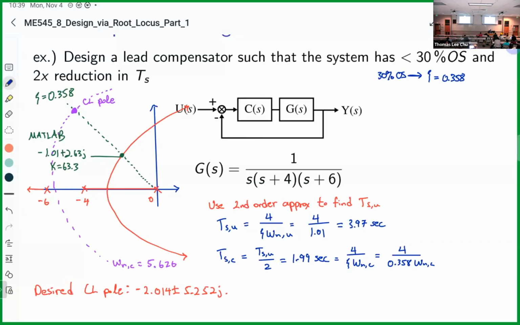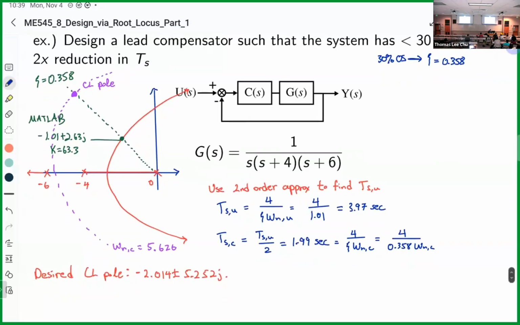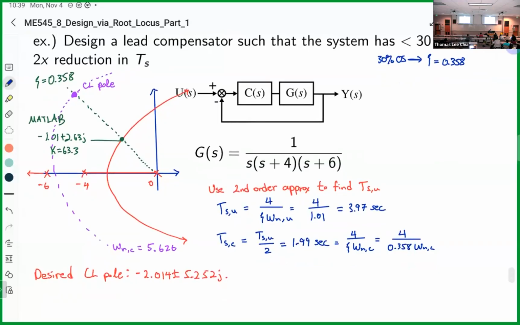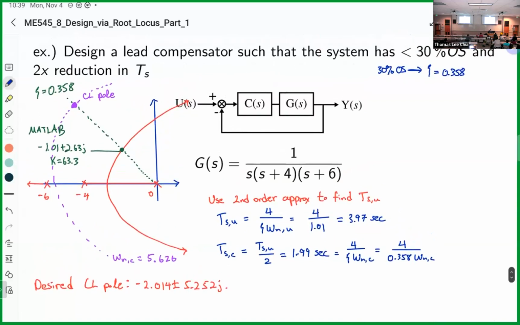Now we started this example where we're designing a lead compensator such that the system has less than 30% overshoot and a 2 times reduction in settling time. In the PD controller, we were able to keep it at 16% overshoot with a 3 times reduction in settling time, but because lead compensators are not as good as PD compensators, we have reduced the constraints. And then we found the desired closed loop pole location based off of the criteria of reducing the settling time by half. Paired with the percent overshoot, we're able to find the new desired closed loop pole location, which is indicated in purple here.